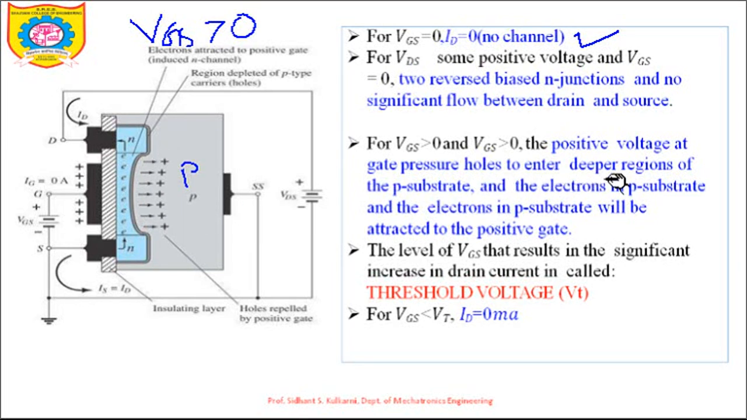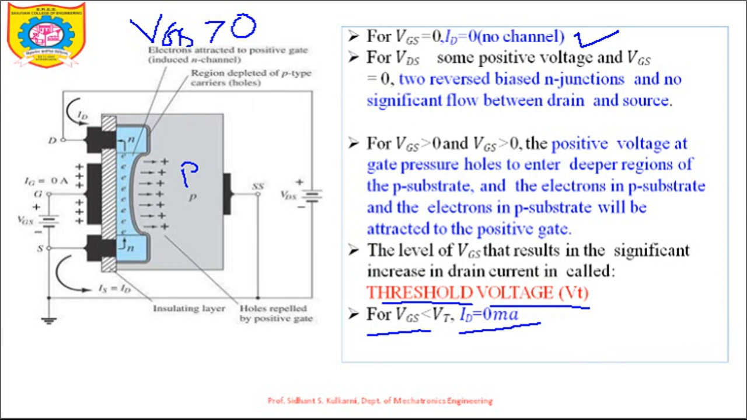So the positive voltage pushes holes away from the depletion region of the p-type substrate, and electrons in the p-type substrate will be attracted towards the positive gate. Holes are repelled, but at the same time electrons from the n-type region will be attracted towards this region because of the positive terminal of the battery. We say that the threshold voltage is the voltage at which the channel gets established, the channel gets diffused. So for VGS less than VT, ID should definitely be 0 milliampere, but once VGS reaches VT, the channel gets established and the flow of electrons will start.